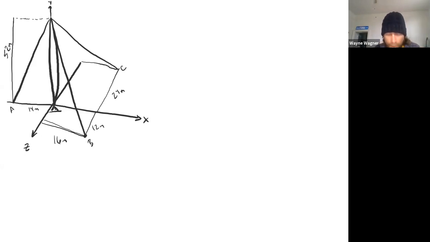This one's 12 meters. And C is out here somewhere. It looks like it's also 16 meters out there, and it's 24 meters in this direction. Okay, 24 meters. This is point C, this is point B, this is point A, and this is D. All right, there you go. So, ugly drawing. Again, note we've got a right-handed coordinate system. If X is my fingers, Y is my palm.